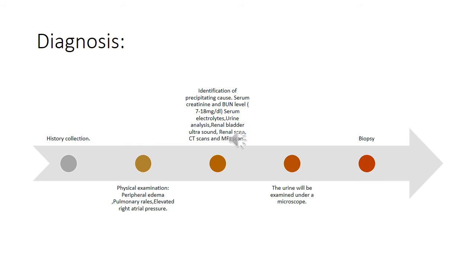Then evaluating the right atrial pressure. If volume overload is present, there will be elevated pressures. Other than this, we identify the precipitating causes like serum creatinine and BUN, that is blood urea nitrogen, at a level of about 7 to 18 mg per dL, and serum electrolytes, urine analysis, renal bladder ultrasounds, and renal scanning, CT scanning, and MRI scanning to identify lesions and masses in the kidney or kidney functional units, and the urine will be examined under the microscope. Other than this, finally we can go with a biopsy.